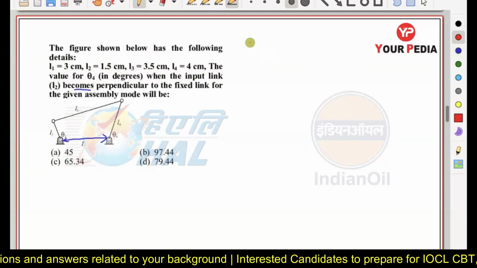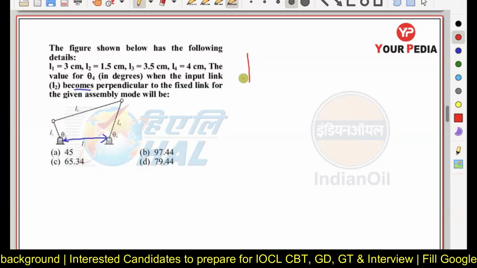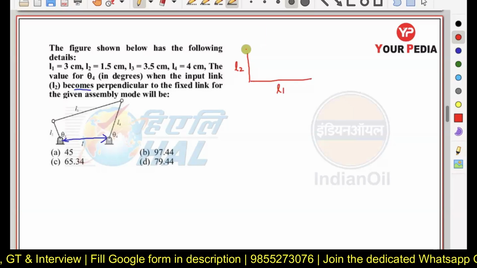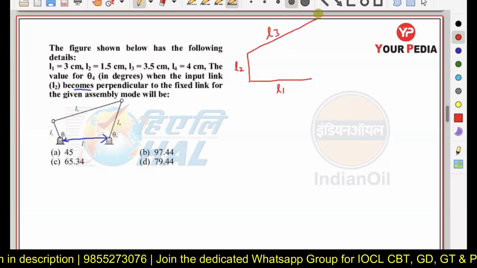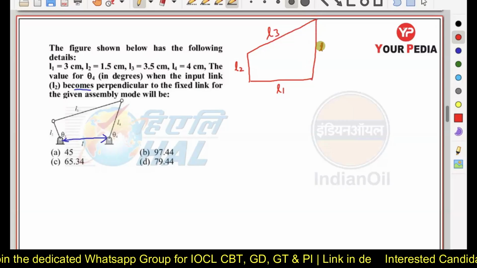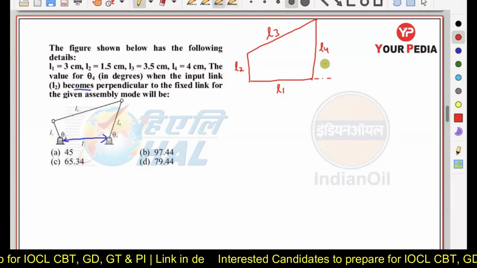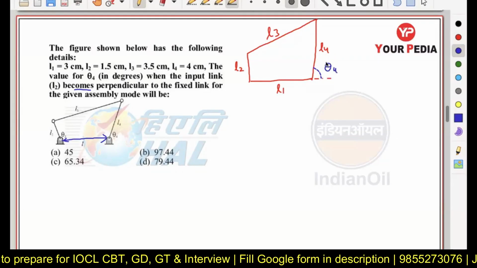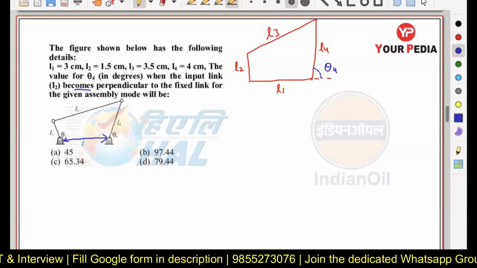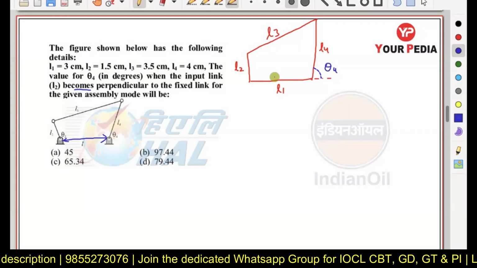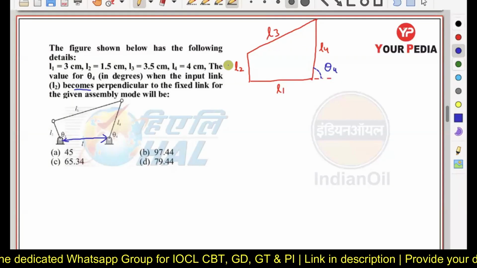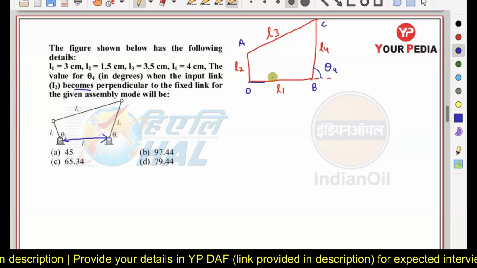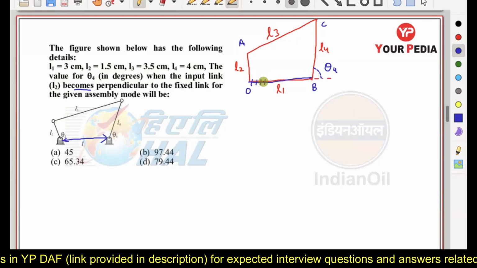It is asking you to calculate the value of theta 4 here. Let us say this is L2, this is L1, this is L3, and this is L4. It is asking what is the value of this angle theta. How can we calculate this value? First of all, let us do the numbering first. This is our point number O, A, C, B. L1 is a fixed link.